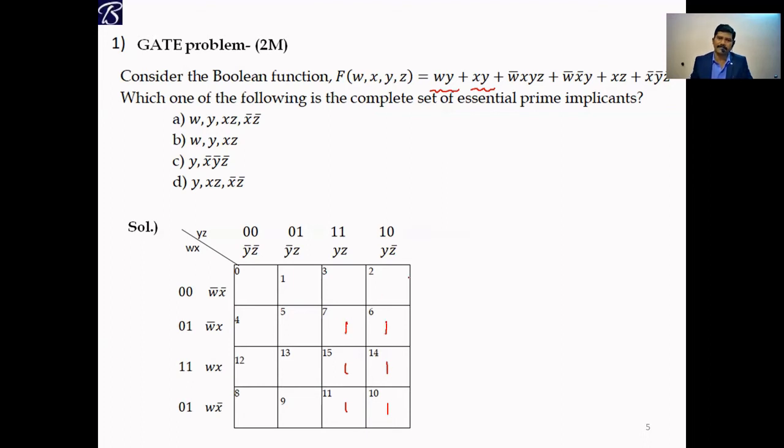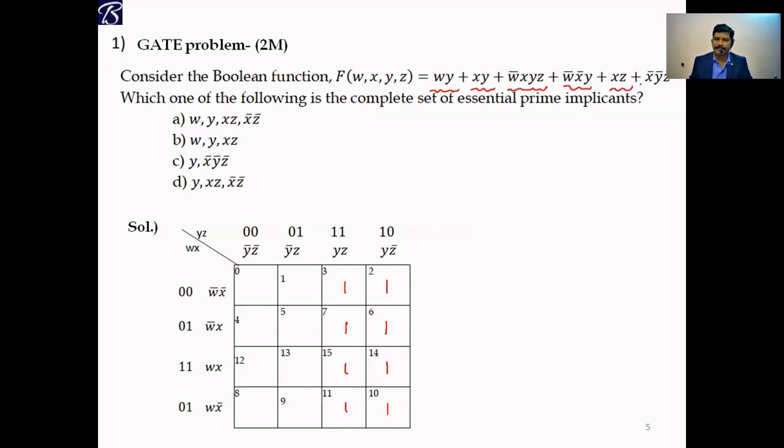This is a quad. Now w bar x y z: w bar x and y z is this one. W bar x y z is the one, cell number 7, which is already there. Now w bar x bar y: w bar x bar is this line, and y is common here in these 2. So this is a pair, so this is 3 and 2.